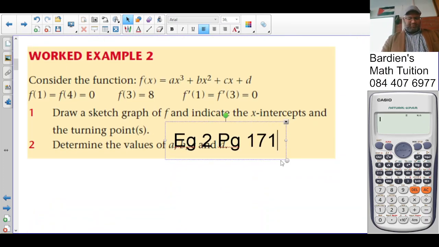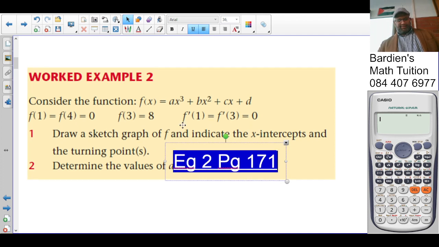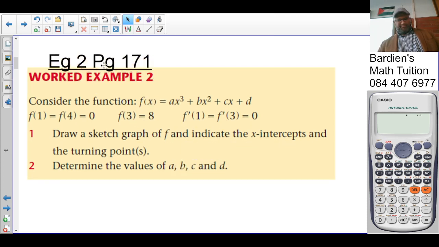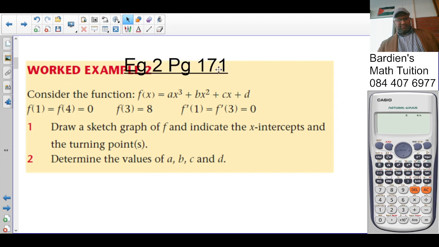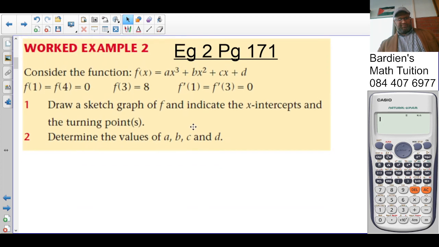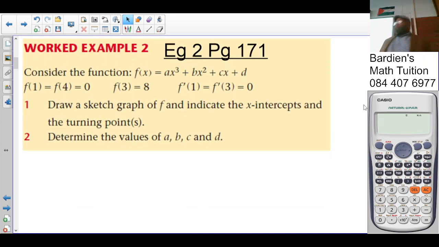So on page 171. Okay, so example 2 on page 171, consider the function f of x equals ax cubed plus bx squared plus cx plus d. From there we already know we are busy with a cubic function. Okay. So f of 1 is equal to f of 4 is equal to 0. Then we are told that f of 3 is equal to 8. And then f prime 1 is equal to f prime 3 is equal to 0.